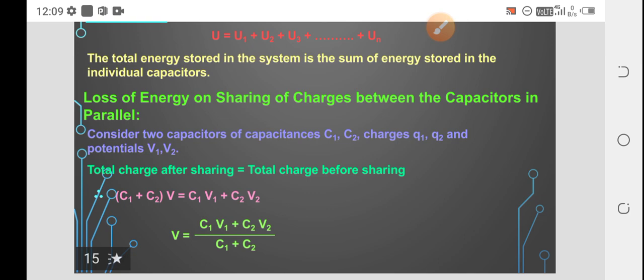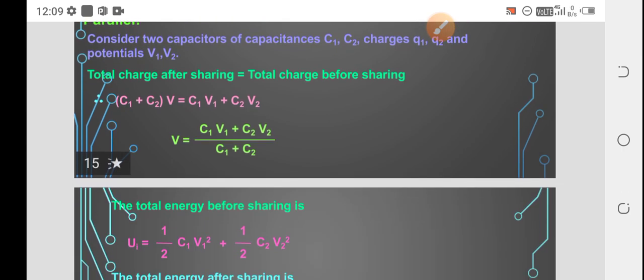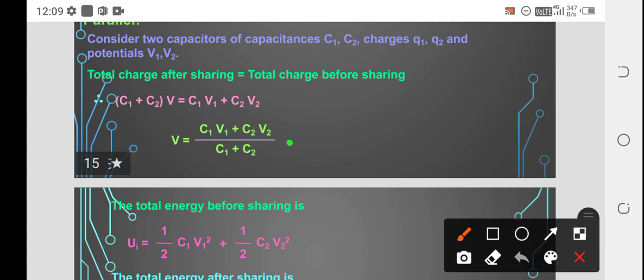Now, loss of energy on sharing of charges between capacitors in parallel. Consider two capacitors C1, C2 with charges Q1, Q2 and potentials V1, V2. The total charge after sharing is equal to the total charge before sharing. That means (C1 + C2) V equals C1 V1 plus C2 V2. Therefore, V equals (C1 V1 + C2 V2) divided by (C1 + C2).